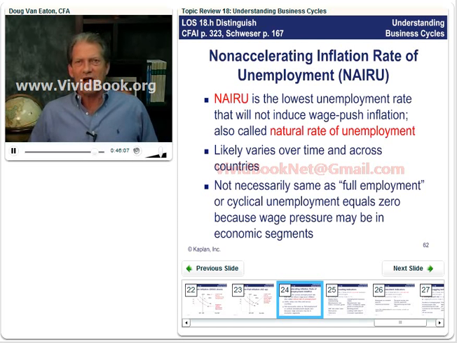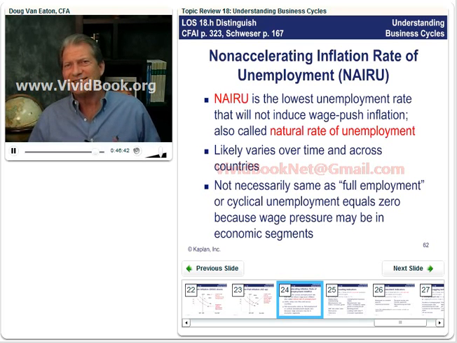We've already defined that. This natural rate of unemployment or non-accelerating inflation rate of unemployment is different than that because there may be wage pressures in economic segments. Maybe there's not enough IT people. Maybe there's not enough nurses or healthcare professionals. So we'll see wage inflation there that can lead to other inflation, even as we have kind of underemployment in some other industries.